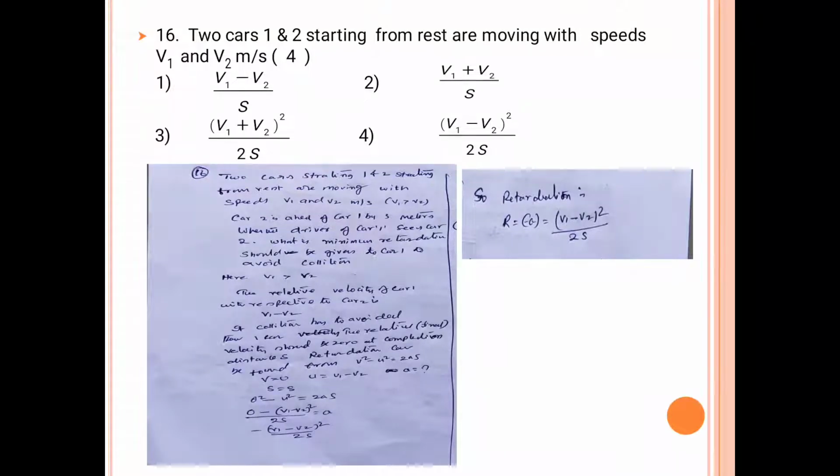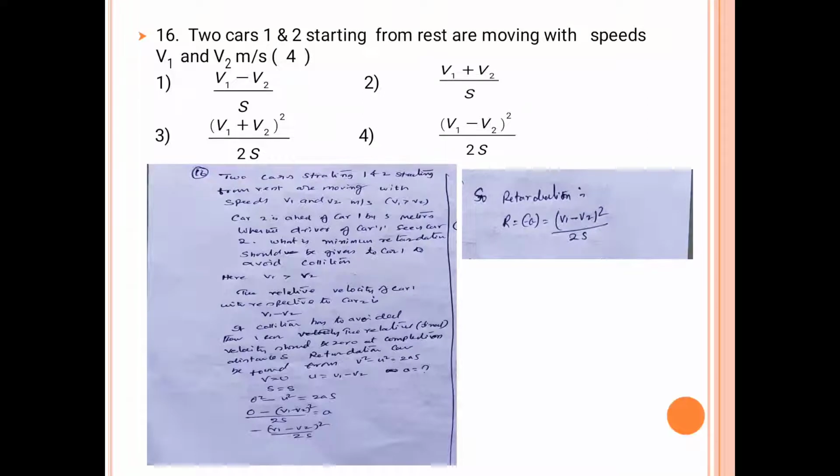Here car 1 is having more velocity. The driver of car 1 has seen that car 2 is ahead of him by a distance of S meters. So what does he have to do? Now we have to find out the relative velocity of car 1 with respect to car 2. As V1 is greater than V2, the relative velocity of car 1 with respect to car 2 is V1 minus V2.